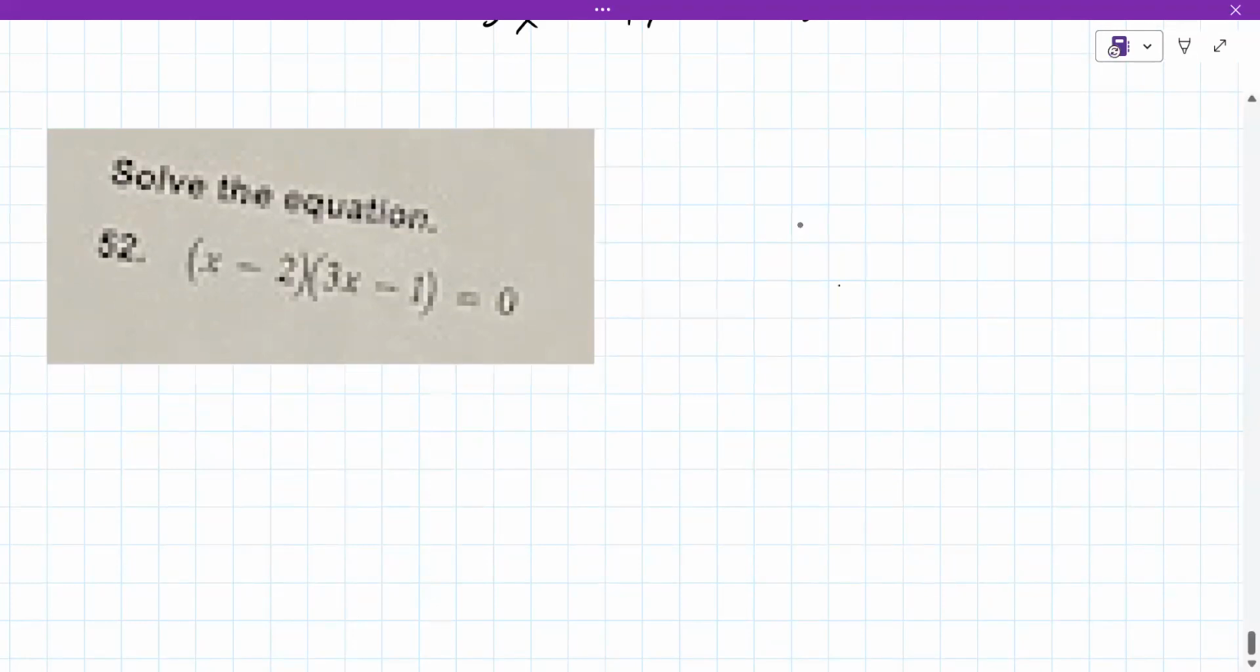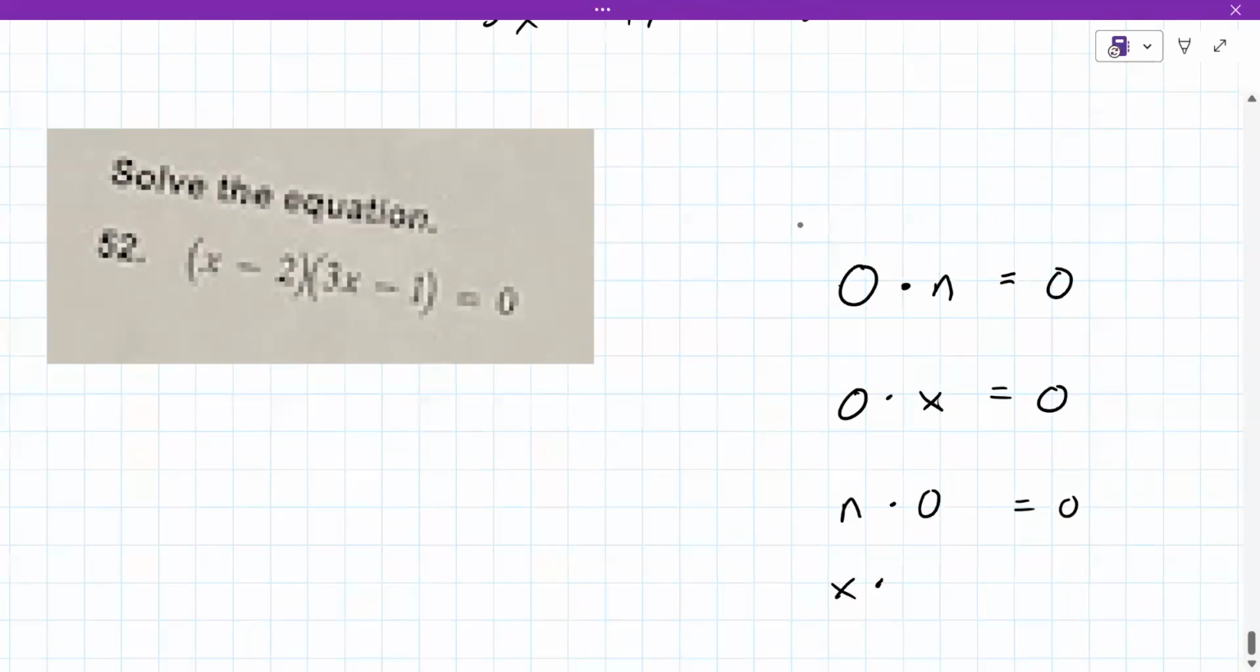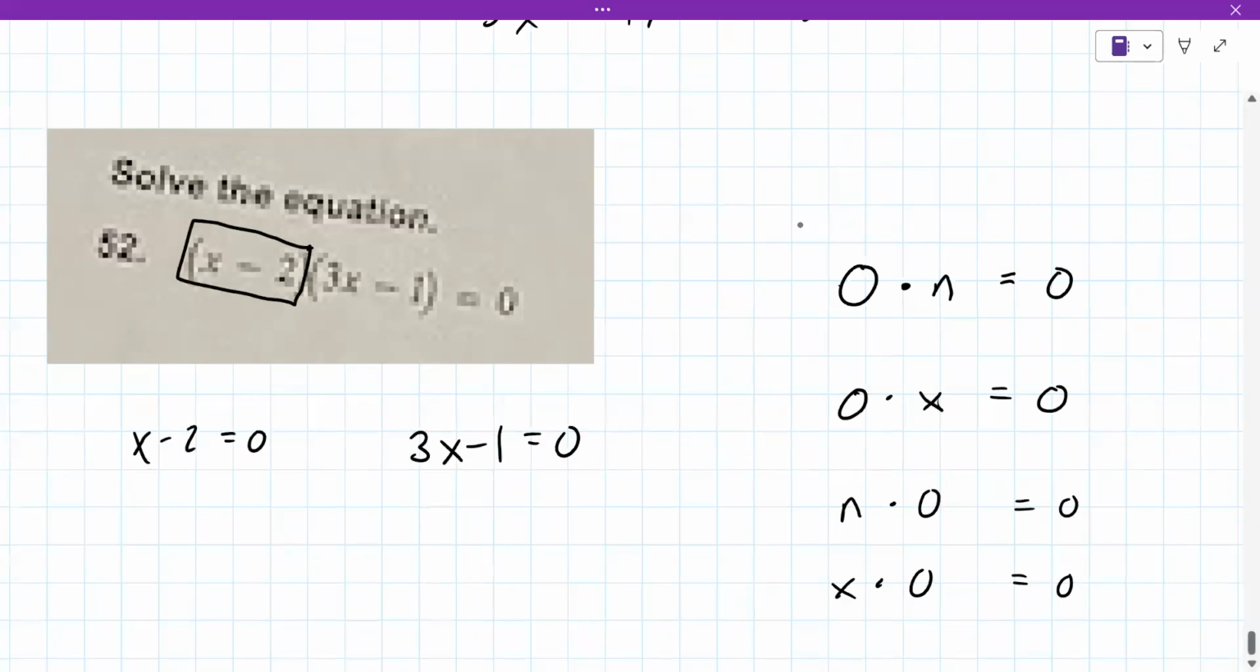And the idea here is that if you have 0 times any number, you get 0. 0 times x gives you 0. And these work backwards. If you have a number times 0, you get 0, or x times 0, you get 0. And you might wonder, why is he doing all that? Well, either x minus 2 is 0, or 3x minus 1 is 0, or they're both 0. So you just have to solve them to figure out where they're 0 to figure out the value of x. Okay.